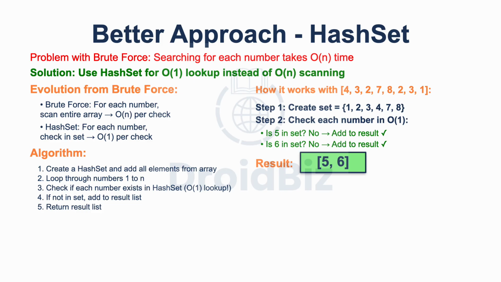Here's the algorithm. Step 1. Create a hash set and add all elements from the array. Step 2. Loop through numbers 1 to n. Step 3. Check if each number exists in the hash set.